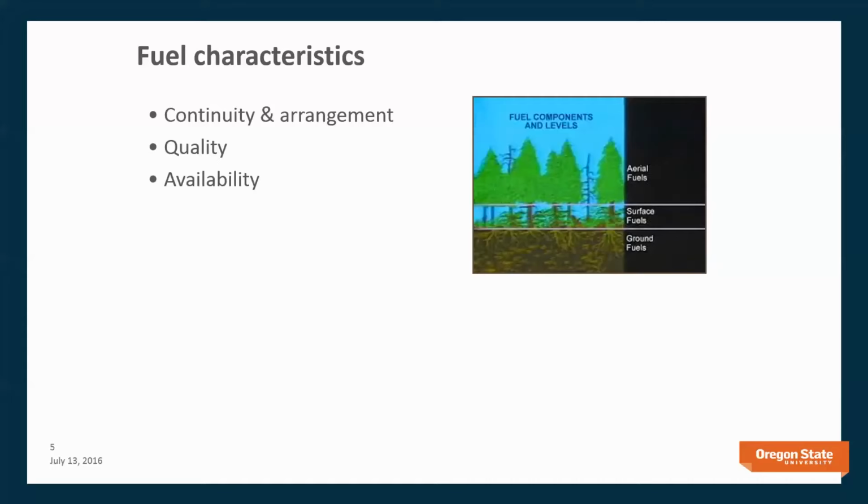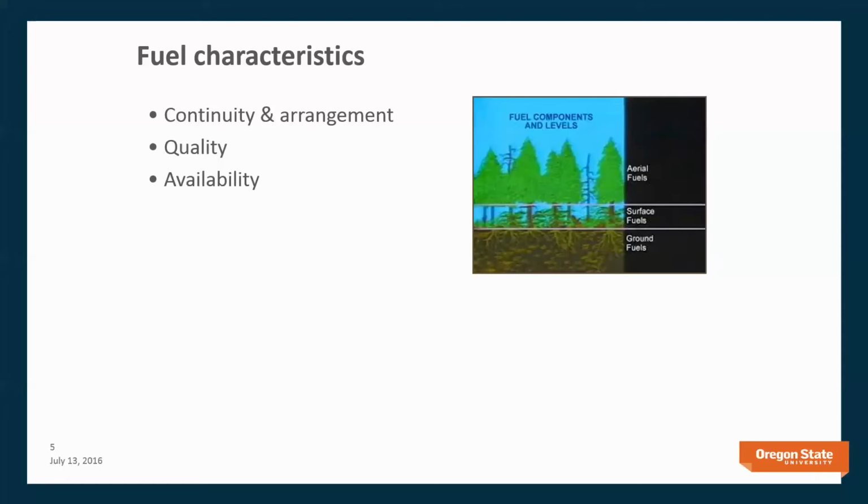Continuity and arrangement of fuels is important with respect to how fuels are connected both horizontally and vertically, both in forest and rangeland situations and around your home landscape. Fuel quality relates to its chemical content. Some woody vegetation has oils and saps that increase their volatility as a fuel source once it ignites. Many landscape plants, like ornamental juniper, have volatile oils in their foliage and burn intensely.